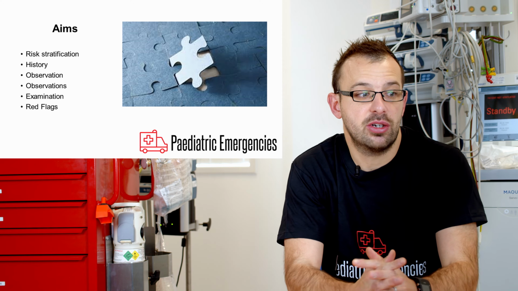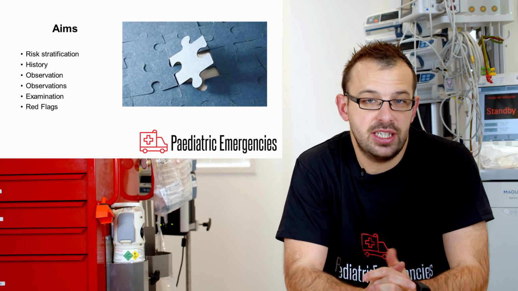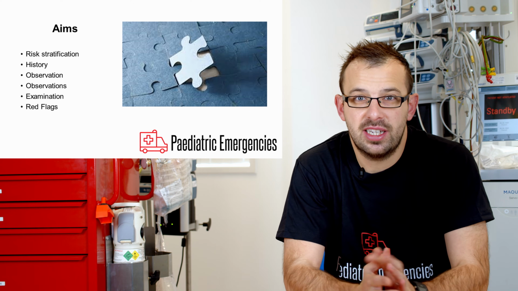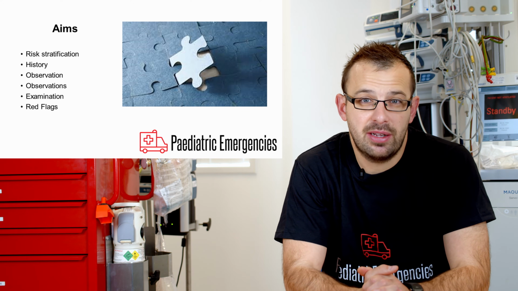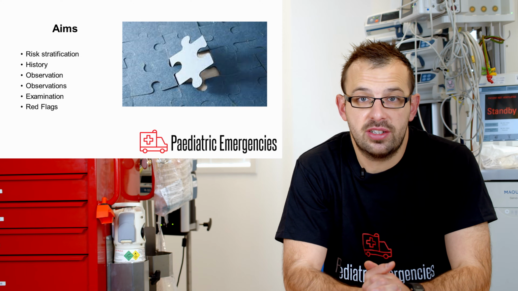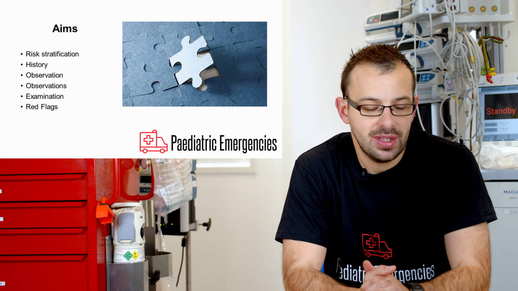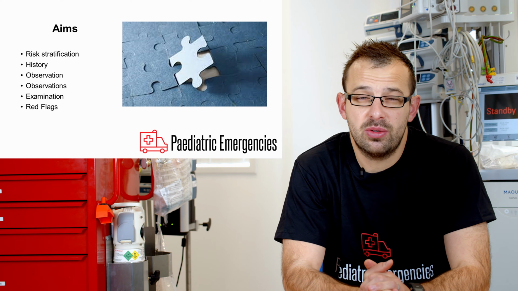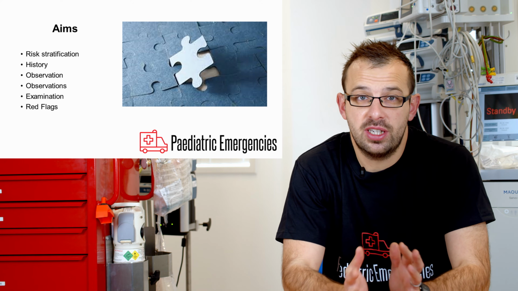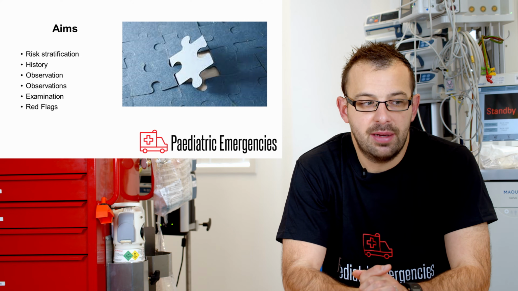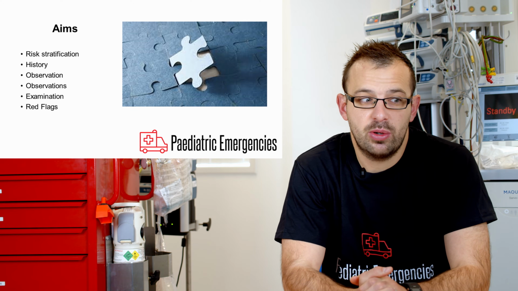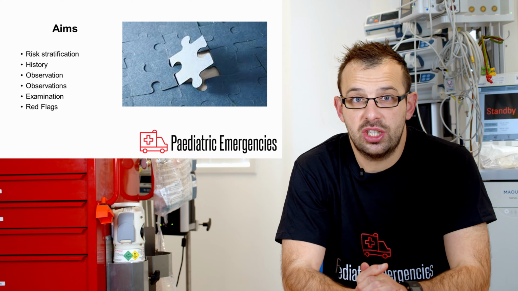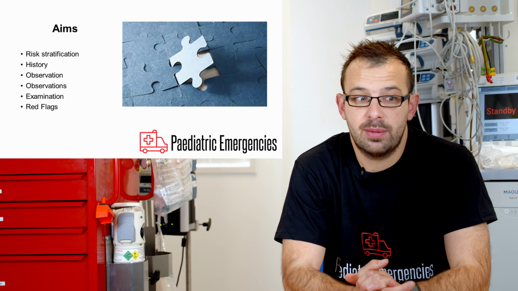And the aims today are to go through risk stratification, so by that I mean trying to determine who is high risk before you even see the child. A little bit about the history and what the key points are to try and get from the history. A little bit about observation, so actually what we can get from observing a child from a distance. A little bit about vital signs, so observations, some key points for the examination, and some discussion of red flags, particularly focusing on NICE guidance and sepsis guidance.